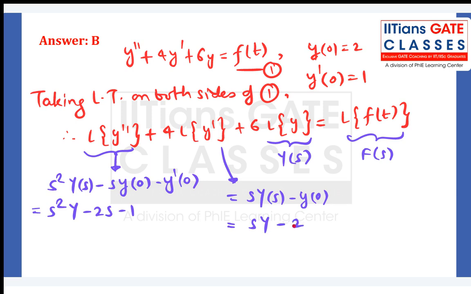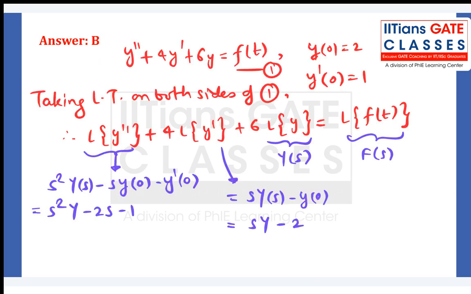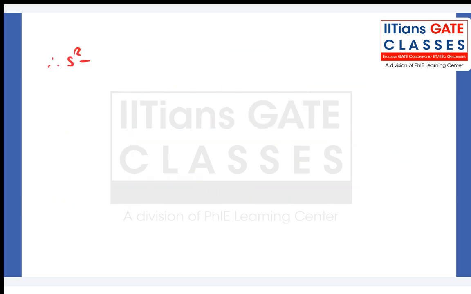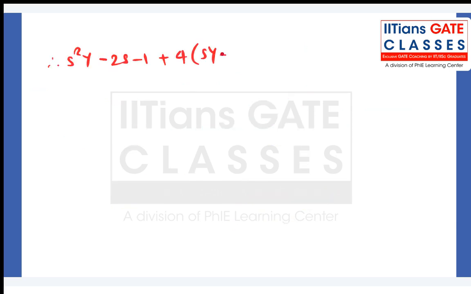So we have to plug everything in here. Then it becomes s square Y minus 2s minus 1, plus 4 into sY minus 2, plus 6 into capital Y, will be equal to capital F. I am not writing F of s everywhere.